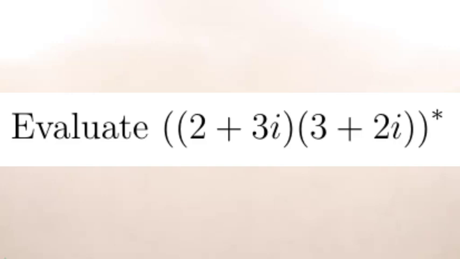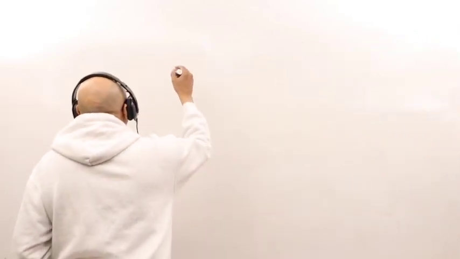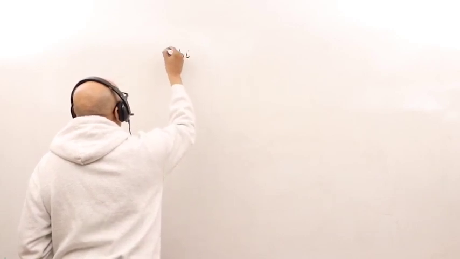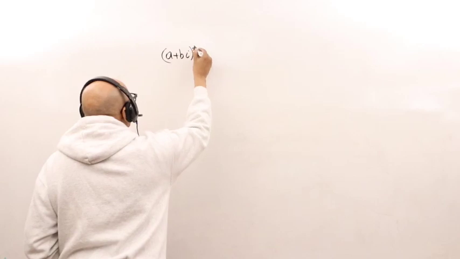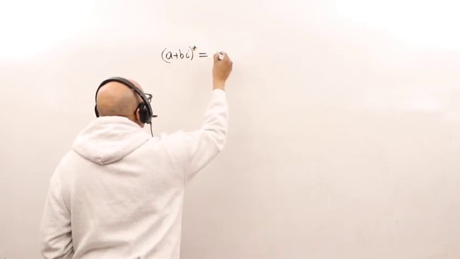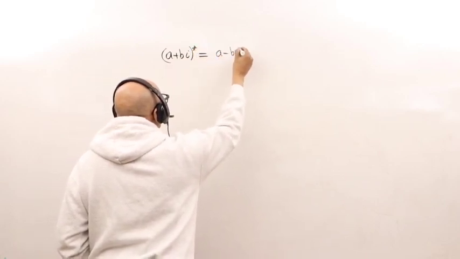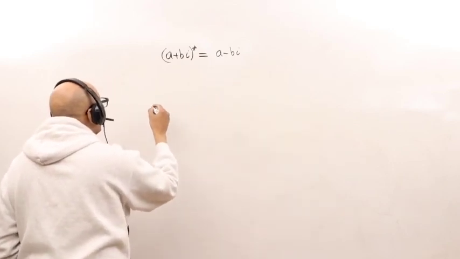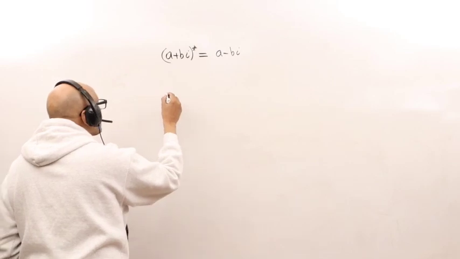So in this example, we have to find the complex conjugate of the product of two complex numbers, (2 + 3i) times (3 + 2i), conjugate. So remember, a complex conjugate, right, takes a complex number, a + bi, we're using the asterisk, to get a value of a − bi, where a and b are real numbers. So we have to find the complex conjugate.